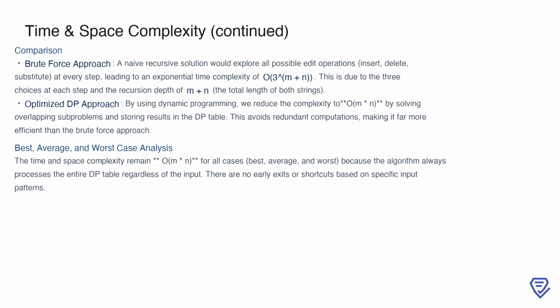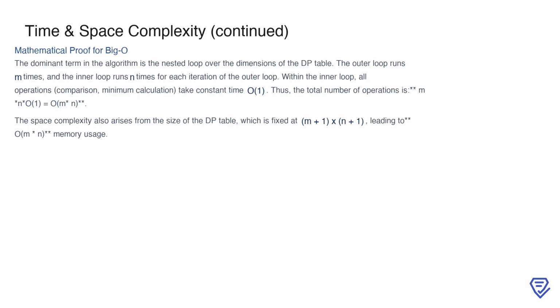Furthermore, the time and space complexity of the DP approach remain O(m*n) across best, average, and worst cases, as the algorithm always processes the entire DP table regardless of the input. There are no shortcuts or early exits based on specific scenarios. To mathematically verify the big O complexity, consider the nested loop structure of the algorithm.